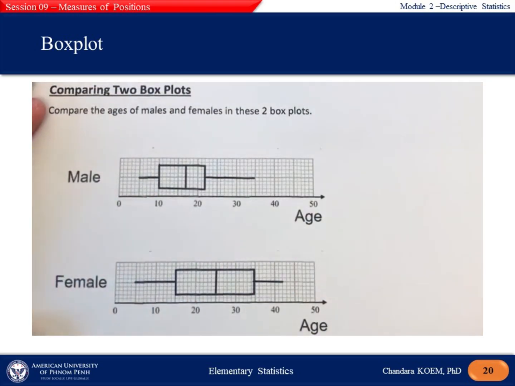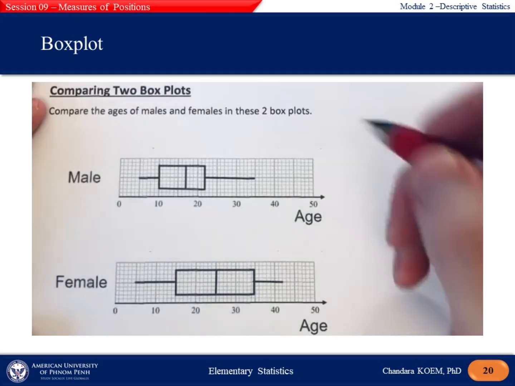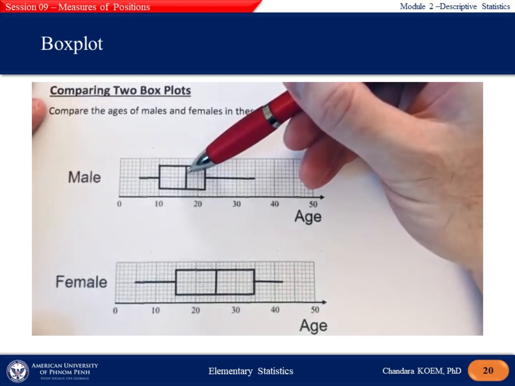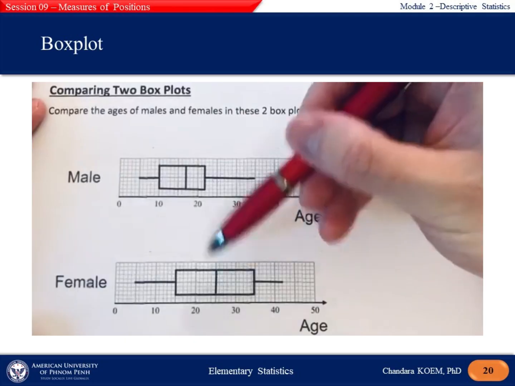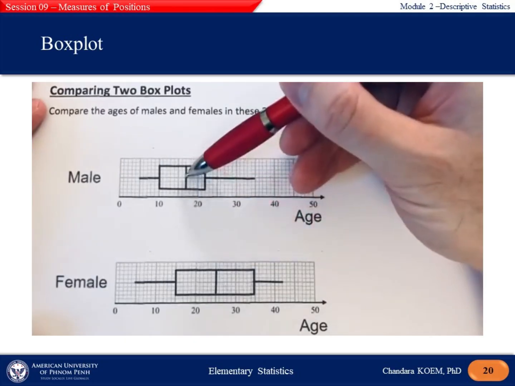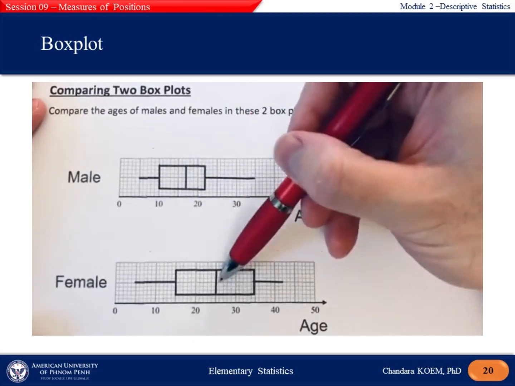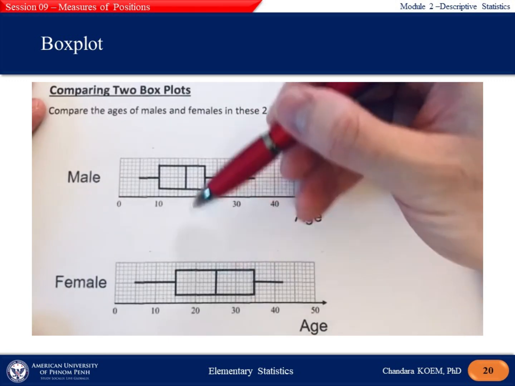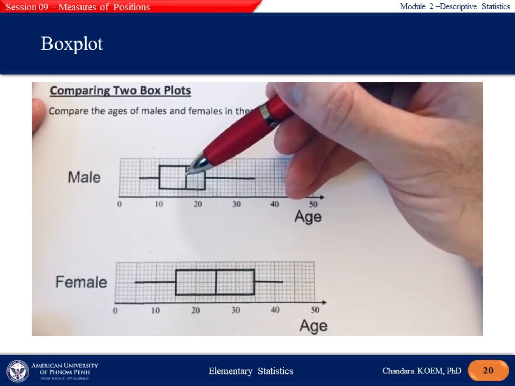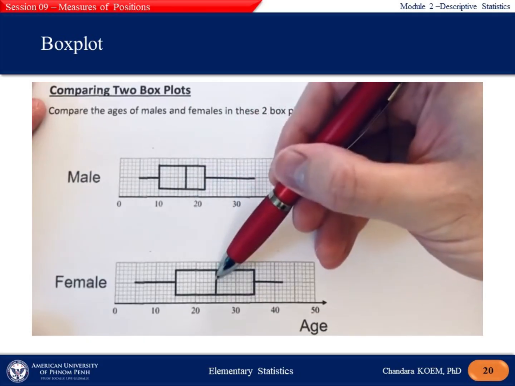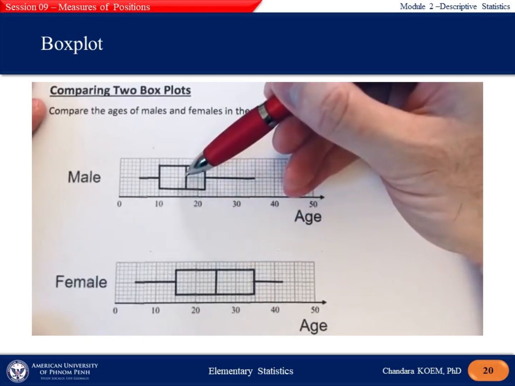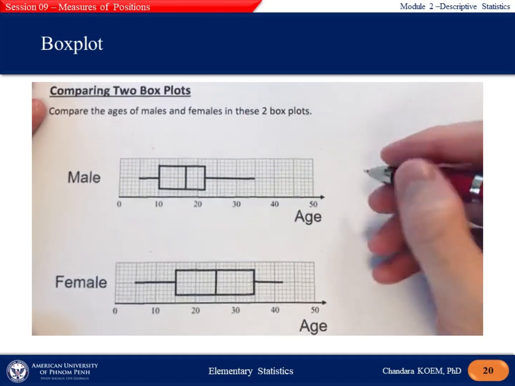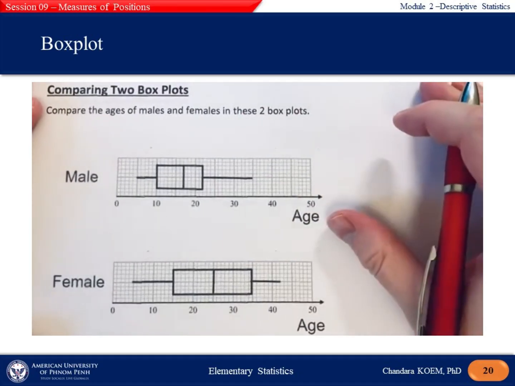The main value with your box plot is the median, and the median is the line in the centre of the rectangle. As you can see, the median for the females is larger than the median for the males. It's 25 for the females and 17 for the males. So we just need to write that in a sentence.